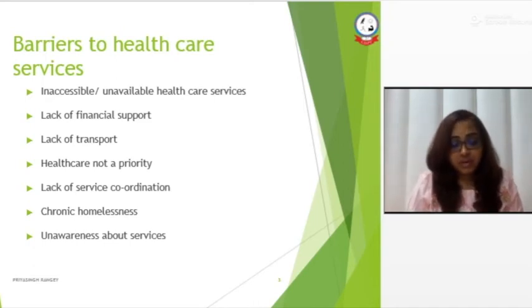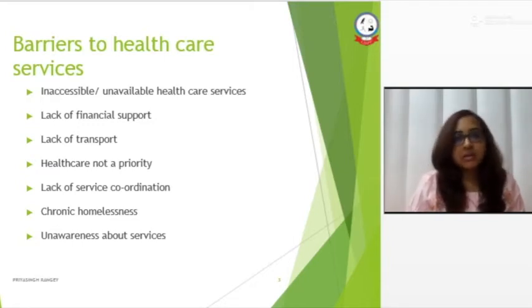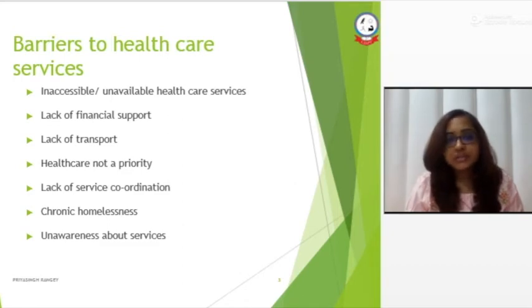Healthcare is not a priority sometimes, because the government needs to focus on many other things. They need to focus on development, on providing nutrition and shelter, which are more important for livelihood. And during these times, healthcare takes a back seat and does not become a priority.